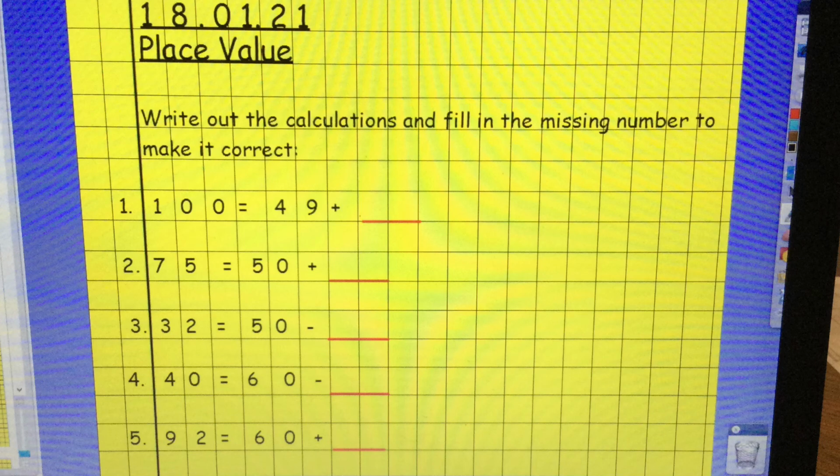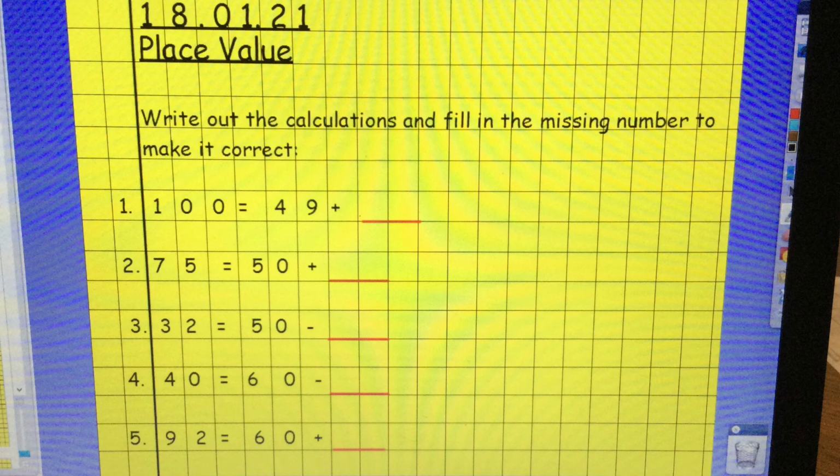Hi everybody, it's Monday the 18th of January and our place value task today is to write out the calculations and fill in the missing number to make it correct. I know some of us have found it a little bit tricky, so a hint for you, a quick tip is to use the inverse.